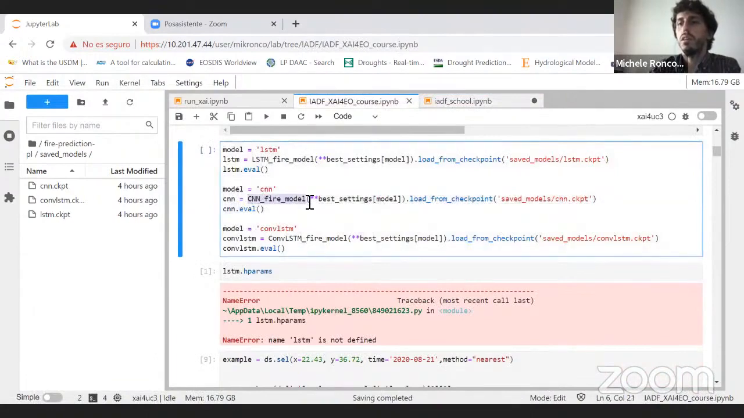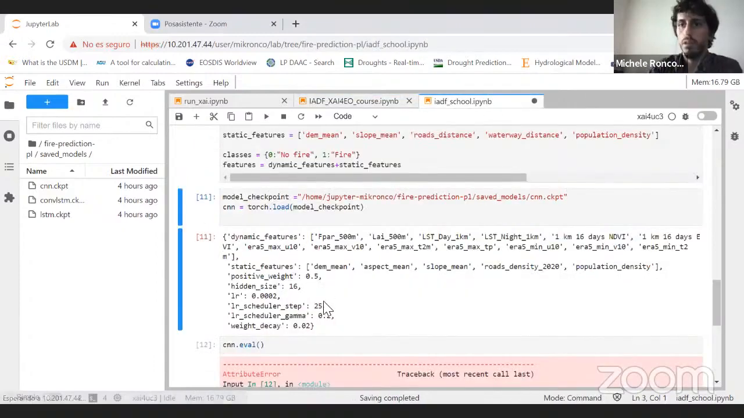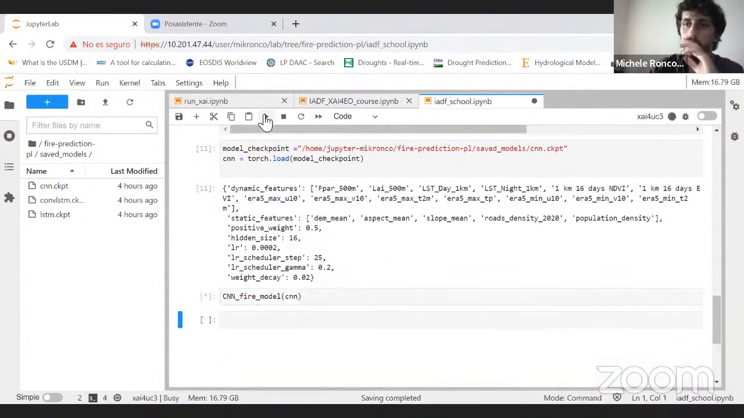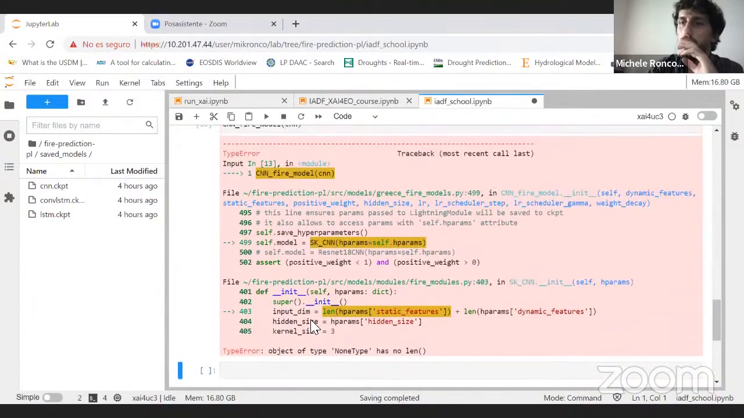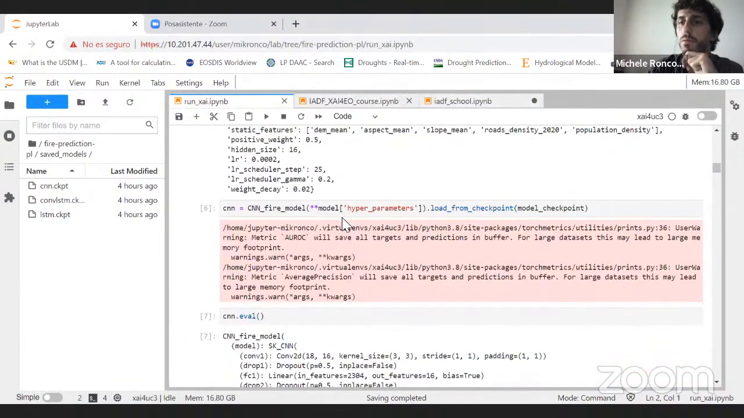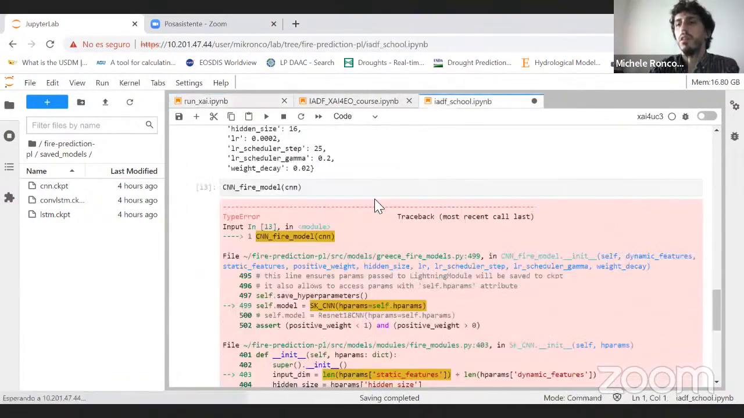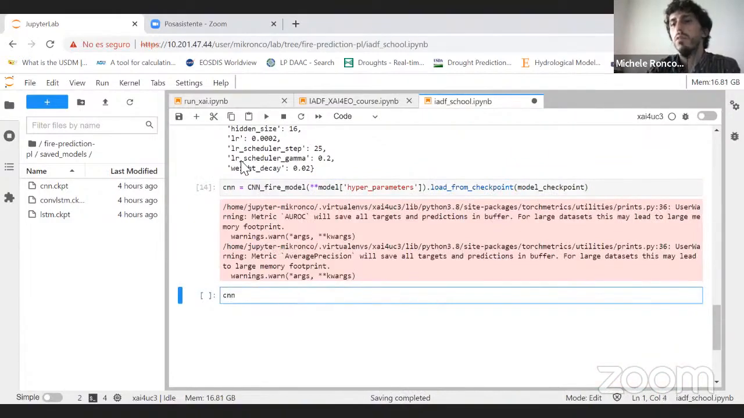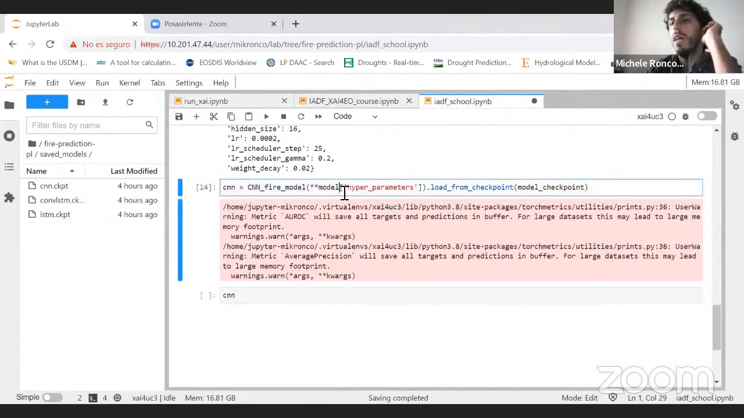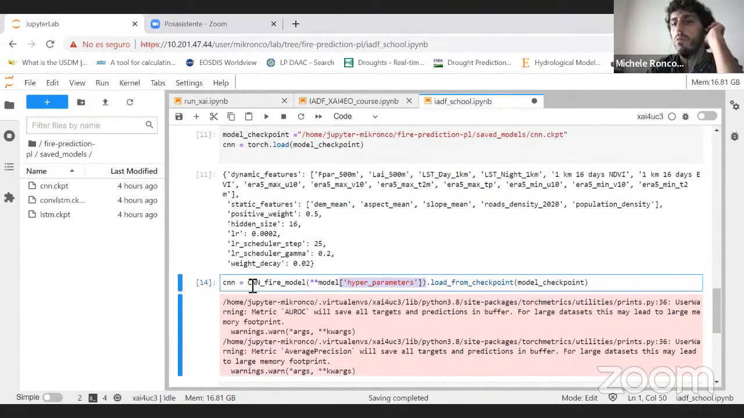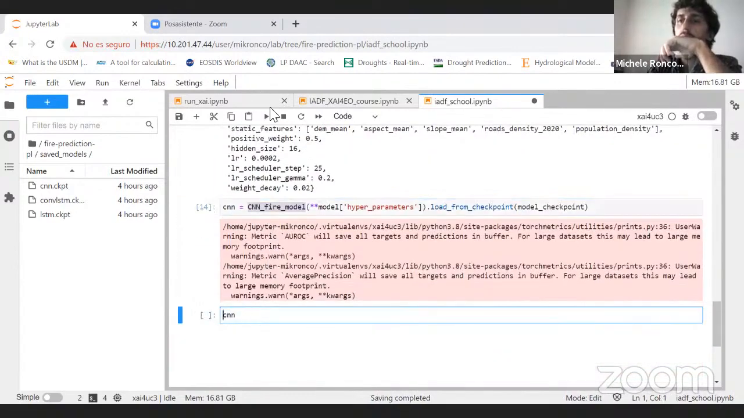So CNN file model, the CNN. Okay, so we load the CNN. Okay, now we have loaded the model. Essentially, what we have to do is, once we load the hyperparameters of the model, we have to assign them to the class which has been created in the library, and in this way we have our CNN models.